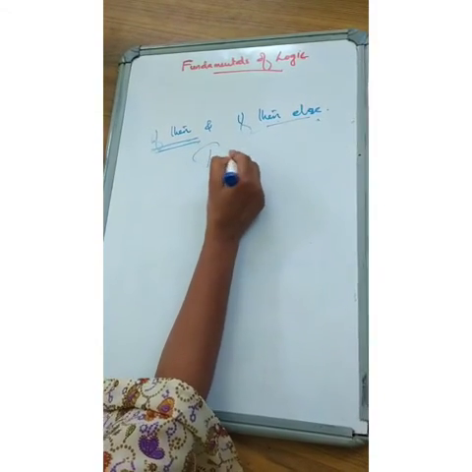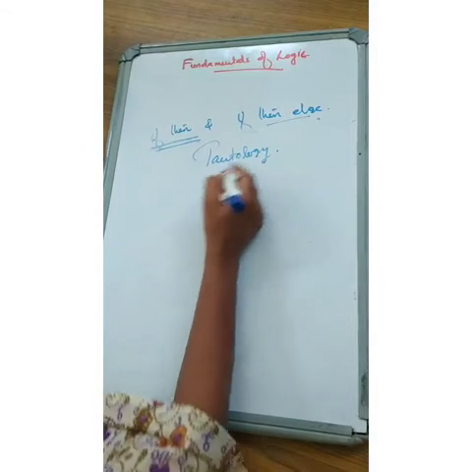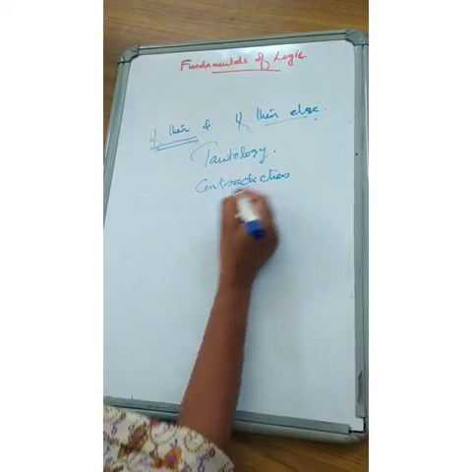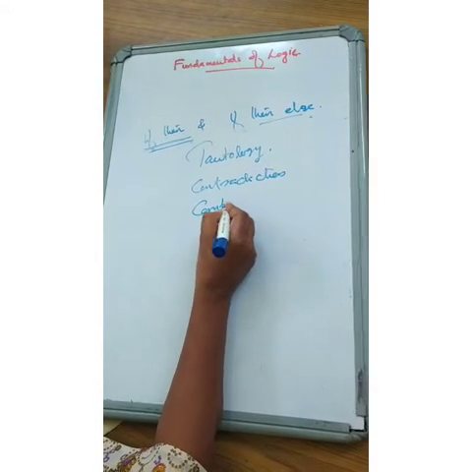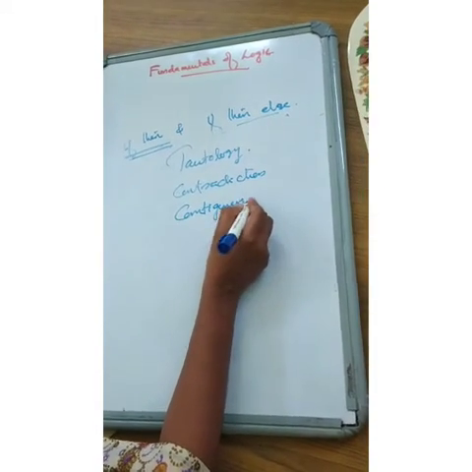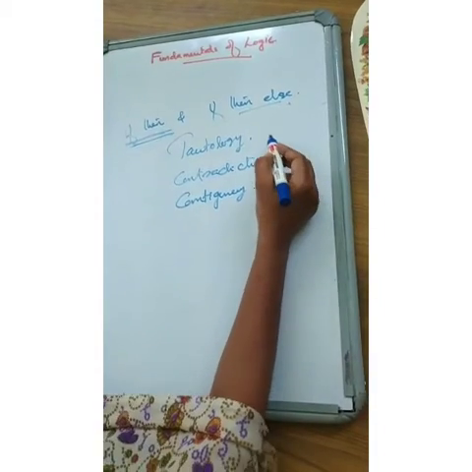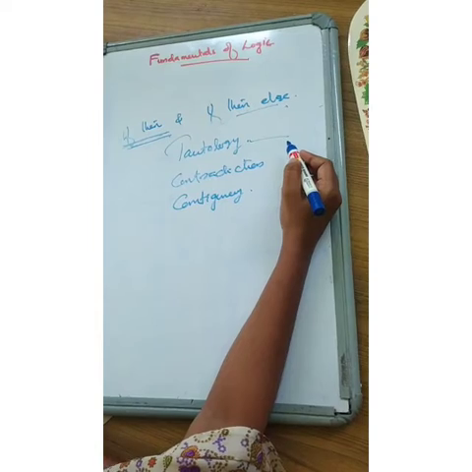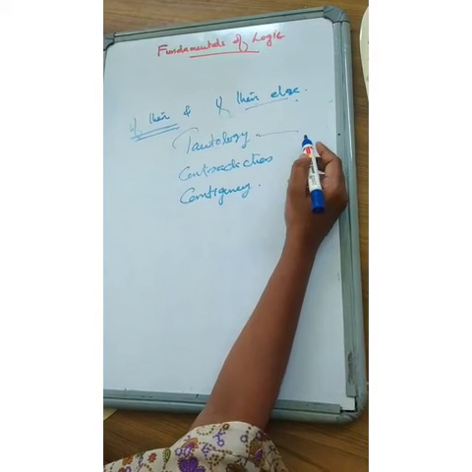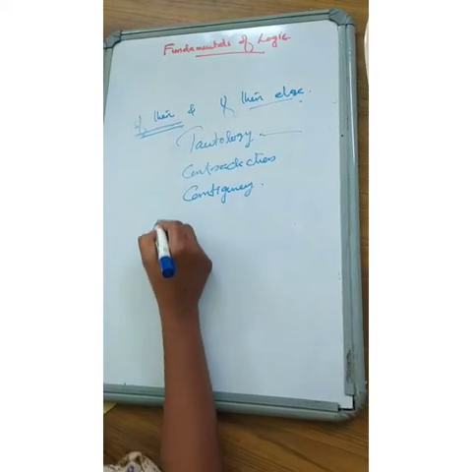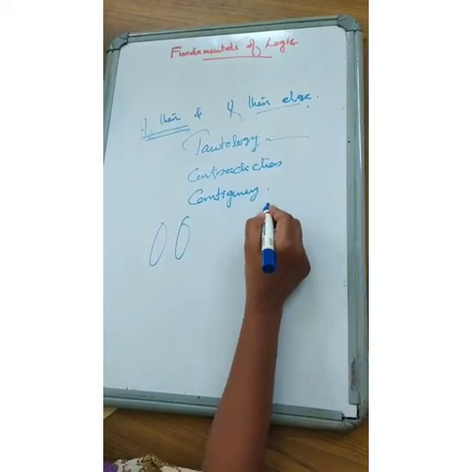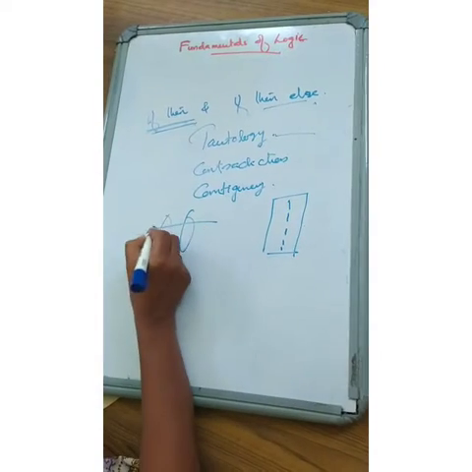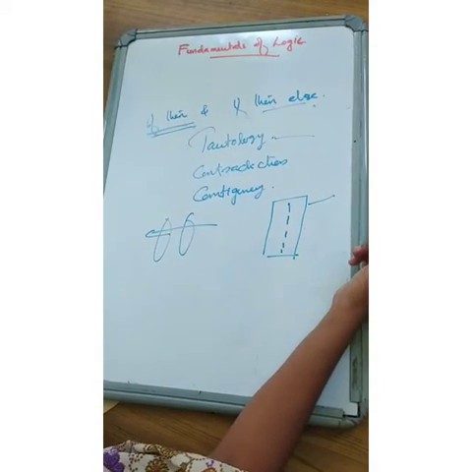Tautology, contradiction and contingency. A compound statement is called a tautology if it is true for all truth value assignments of its component statements. Whatever may be the primitive values, the final truth table value is always true. Everything is true, whatever may be the primitive. Then it is called a tautology.